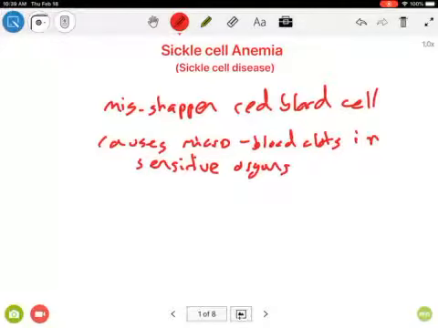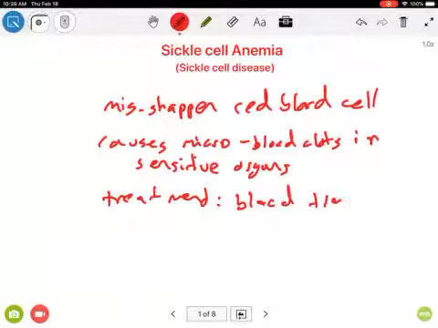So the best treatment is going to be blood transfusions. All right. And then also stem cell therapy. That's emerging, and like I said, because it's only caused by one gene, it's going to be one of the easier diseases to cure, but it takes a lot of money. So that's not helpful to poorer countries.